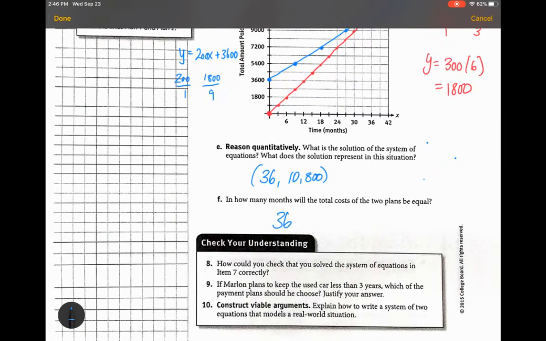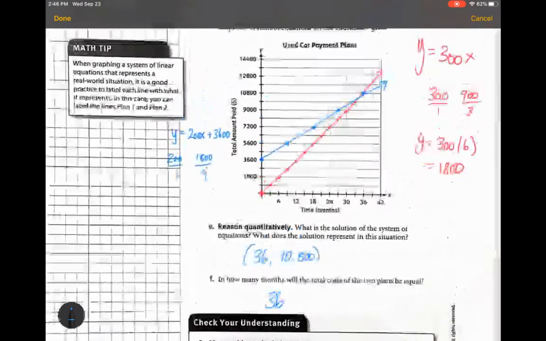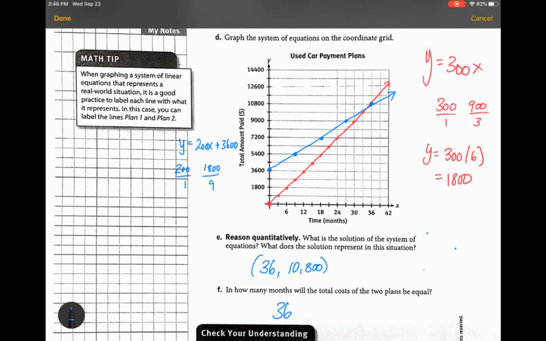Okay, and then I want you to look at number 9. It says, if Marlon plans to keep the used car less than 3 years, how many months is 3 years? 36, okay? So picture less than 36 months. Which plan is going to be smarter? Plan 1, okay? The $0 down payment.